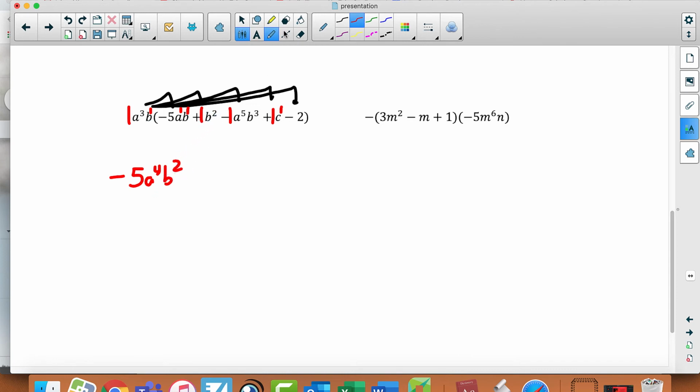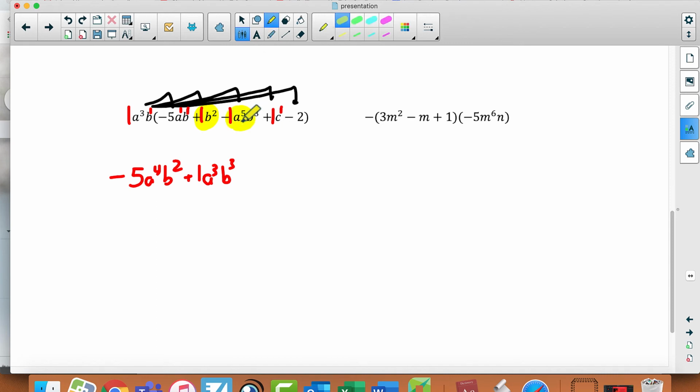Okay, let's do the second one. So now we're multiplying by this. So 1 times 1 is 1, positive 1. A cubed times, oh, there's no a's here, so we just keep the a cubed. And then b to the 1 times b to the 2, keep the base the same, the b, and add 1 and 2, you get 3.